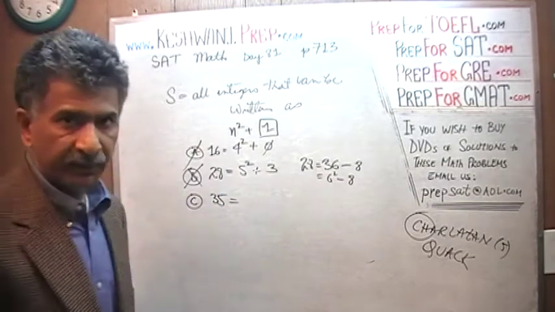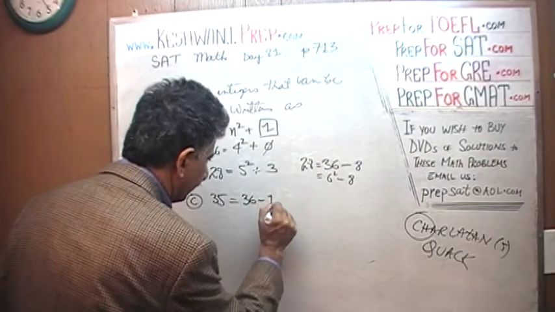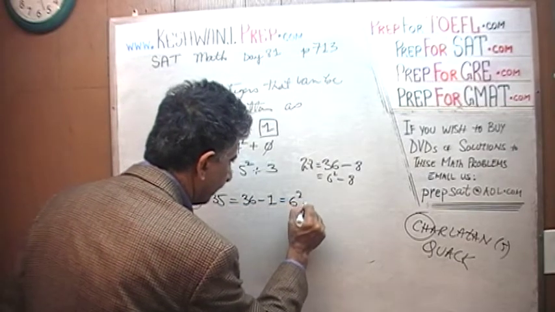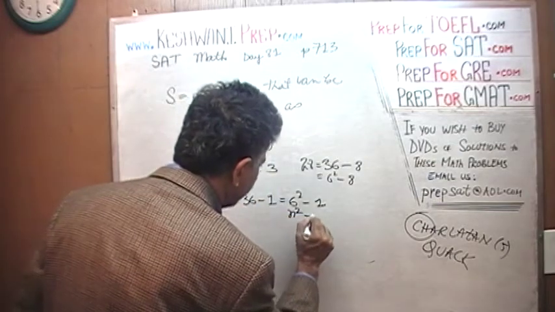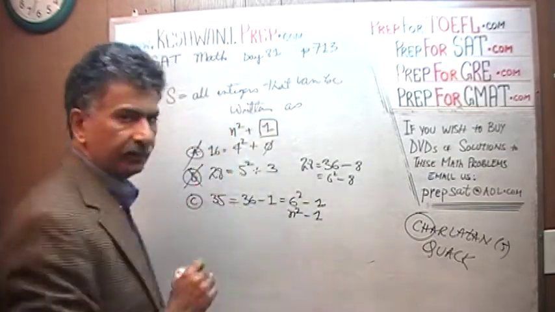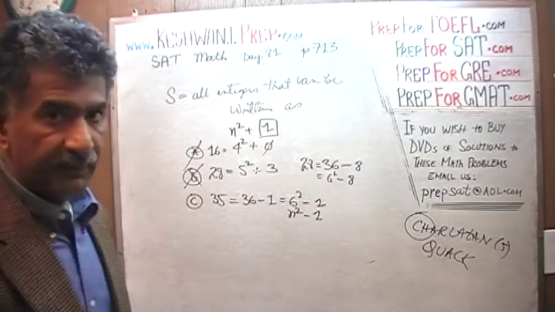C says 35. Now 35, you have to pay attention here, because 35 can be written as 36 minus 1. It can be written as 6 squared minus 1, but we need n squared plus 1. This is n squared minus 1. We need n squared plus 1. 37 belongs to this set. 35 does not.